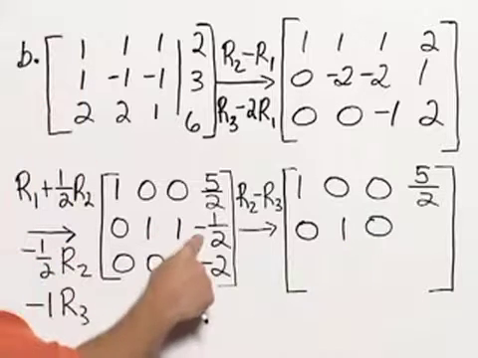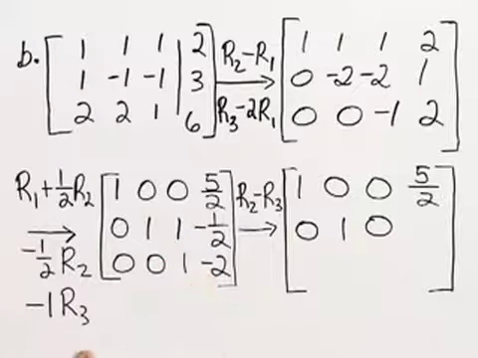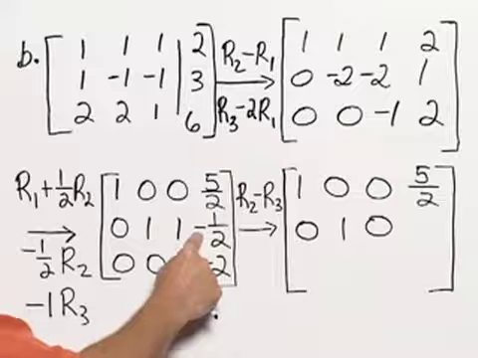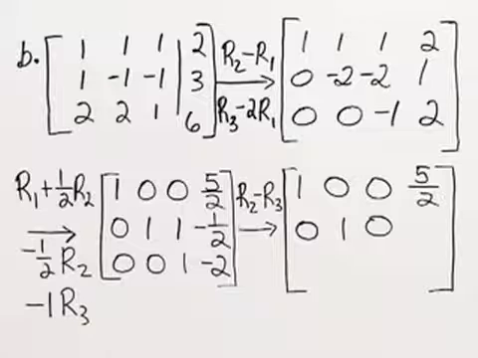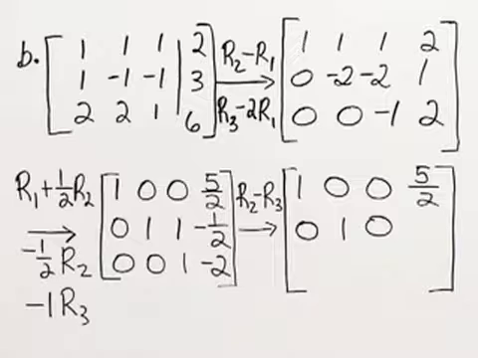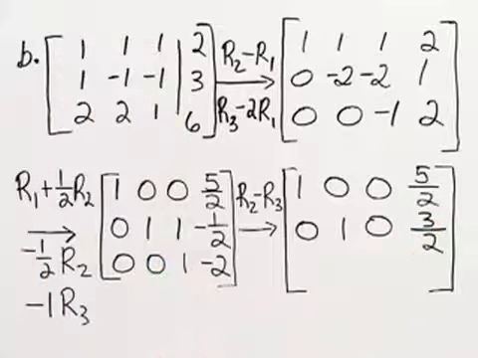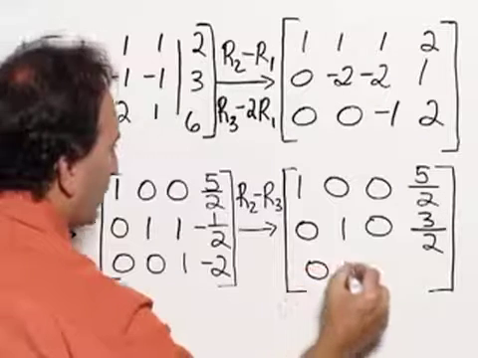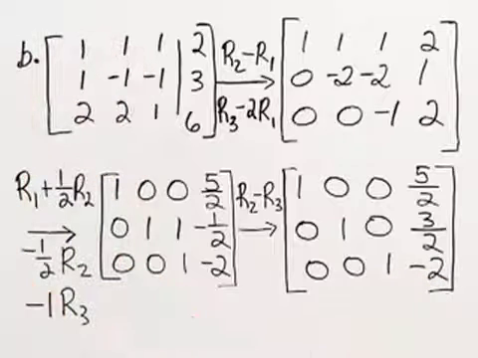Then we have negative a half minus a negative 2. Well, negative a half minus a negative 2 is really minus 1/2 plus 2. So it's 2 minus a half, or in other words, 1 1/2. We'll write that as an improper fraction, 3 halves. We don't need to change row 3, so it's 0, 0, 1, and negative 2.